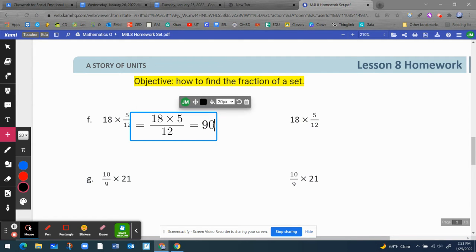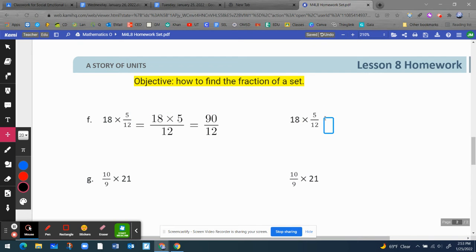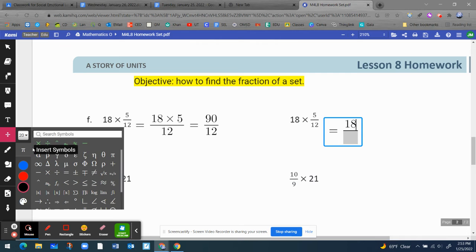Now we have a fraction, which is a division at the same time: 90 divided by 12. Notice that on the opposite way, we're going to show the same thing. It's going to be the same scenario, except that on this one, the goal is to simplify before we continue to solve the problem. Let me demonstrate to you. So there it is, 18 times 5, and the denominator is 12.